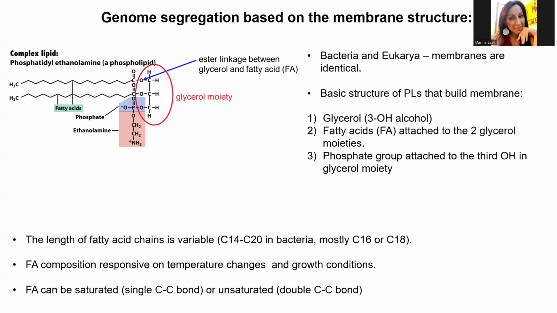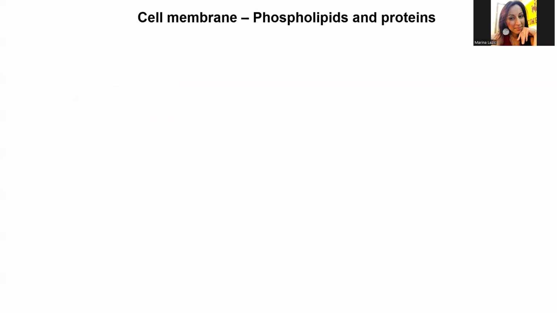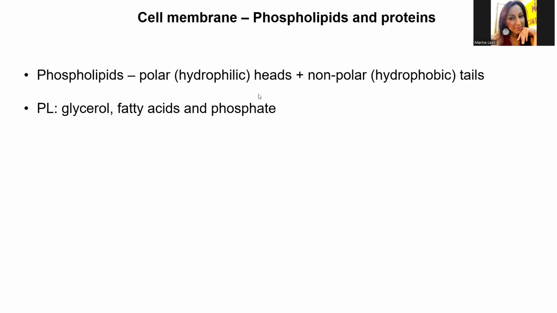If they have a double bond between carbons, and there can be more than one double bond, then they're called unsaturated fatty acids. And again, this will vary depending on the environmental context.